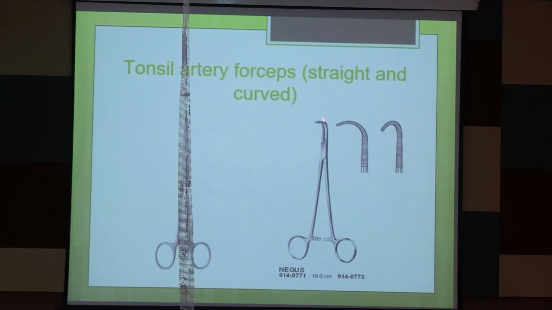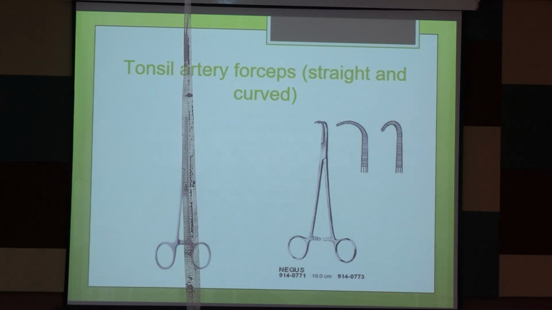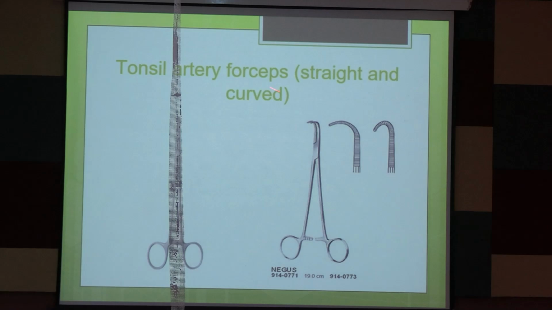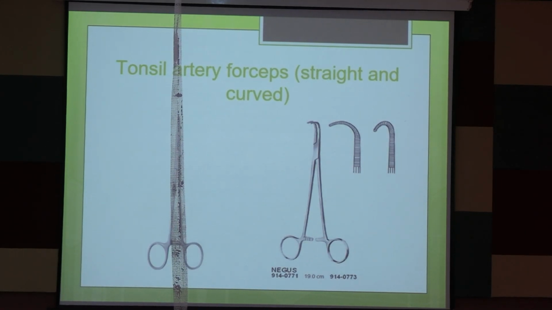And the curved one, this is for Negus, we call it Negus. What is the purpose of this? If you use common sense, what should be the purpose of this forceps? To catch the bleeding vessel, okay? So if there is any bleeding, we just catch it. Then we pass the Negus underneath so that we can tie it, okay? So both of these forceps are used to ligate the bleeding vessel, for hemostatic purpose.